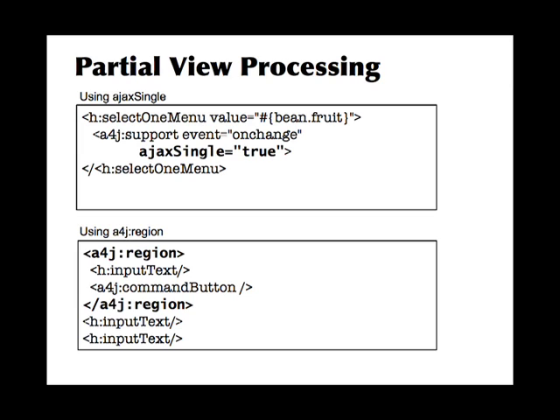Validation, update model, and so on. The other ones will not be processed. Or we can define a region. Okay, so a request from that region, meaning that only that region will be processed. Okay, so again, a good example is validation, where you don't want to have an on blur event suddenly validate the whole form, where the user didn't even have a chance to enter anything.